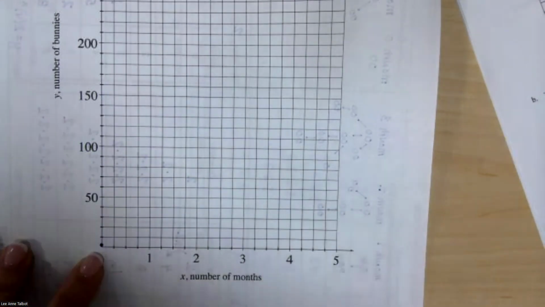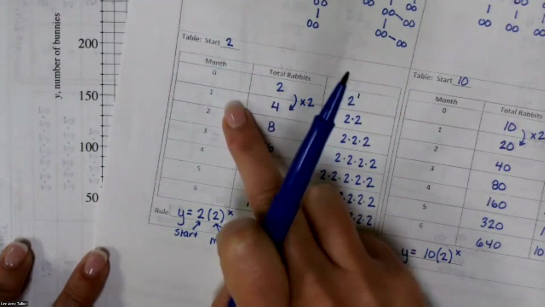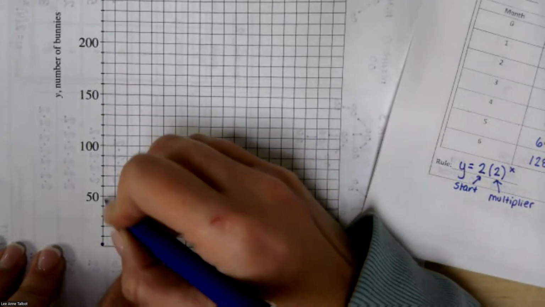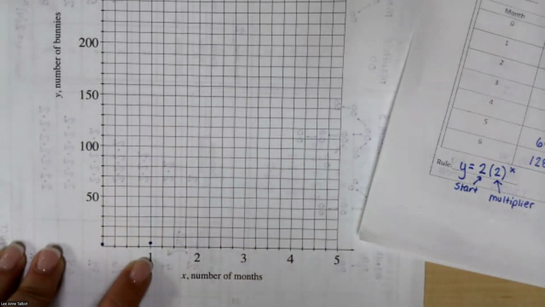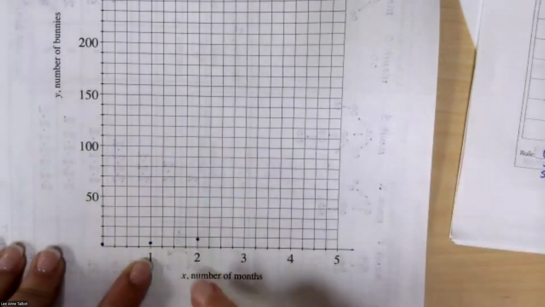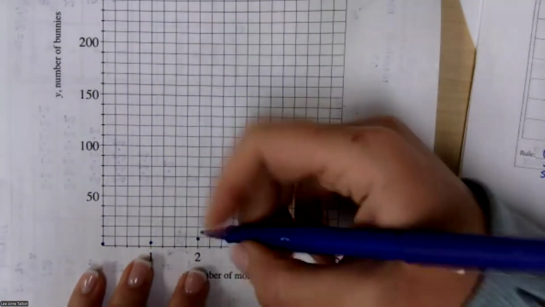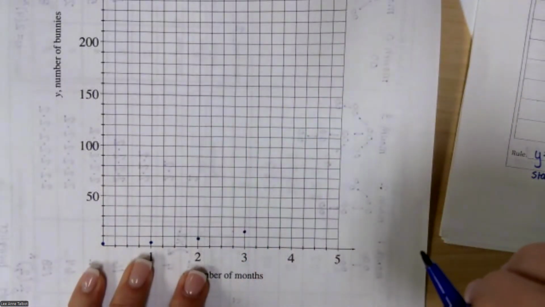Okay, if you're wondering what I'm looking at, I'm looking here. This is case 1. Month 0 was 2 rabbits. Month 1 is 4 rabbits. So come over here to month 1. And these are going by tens. So you want it to be just under half a box. Okay, month 2 is 8 rabbits. So that will be just under a full box because they're going by tens. Month 3 is 16. So that's like 1.5 boxes.